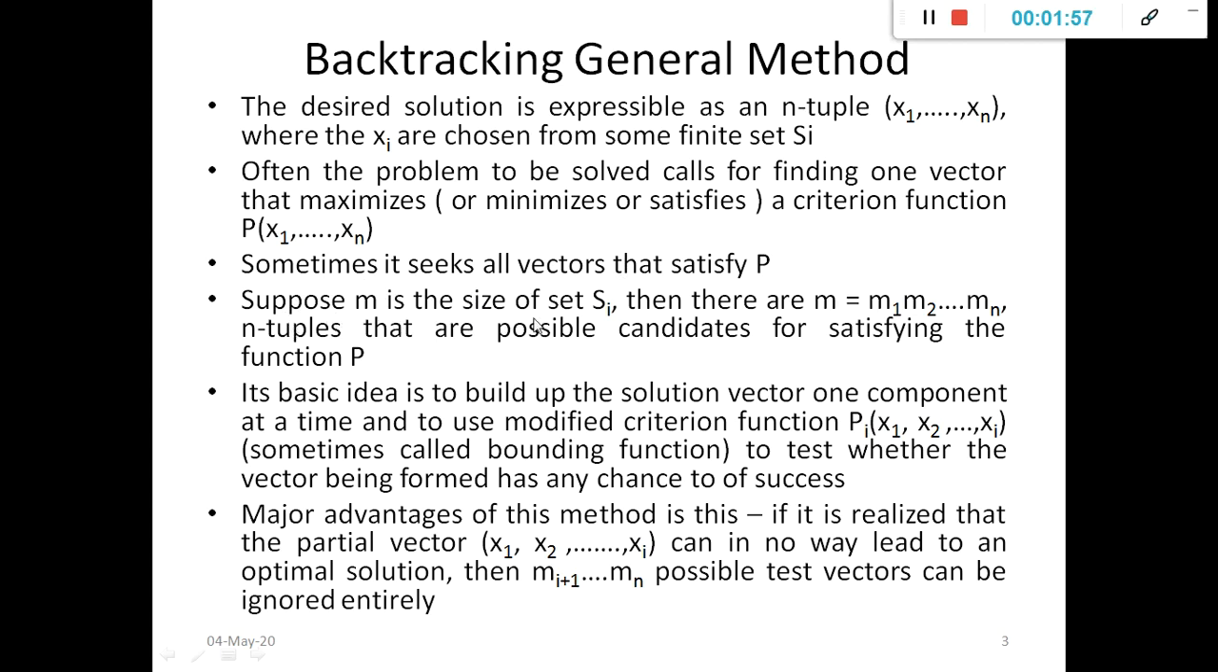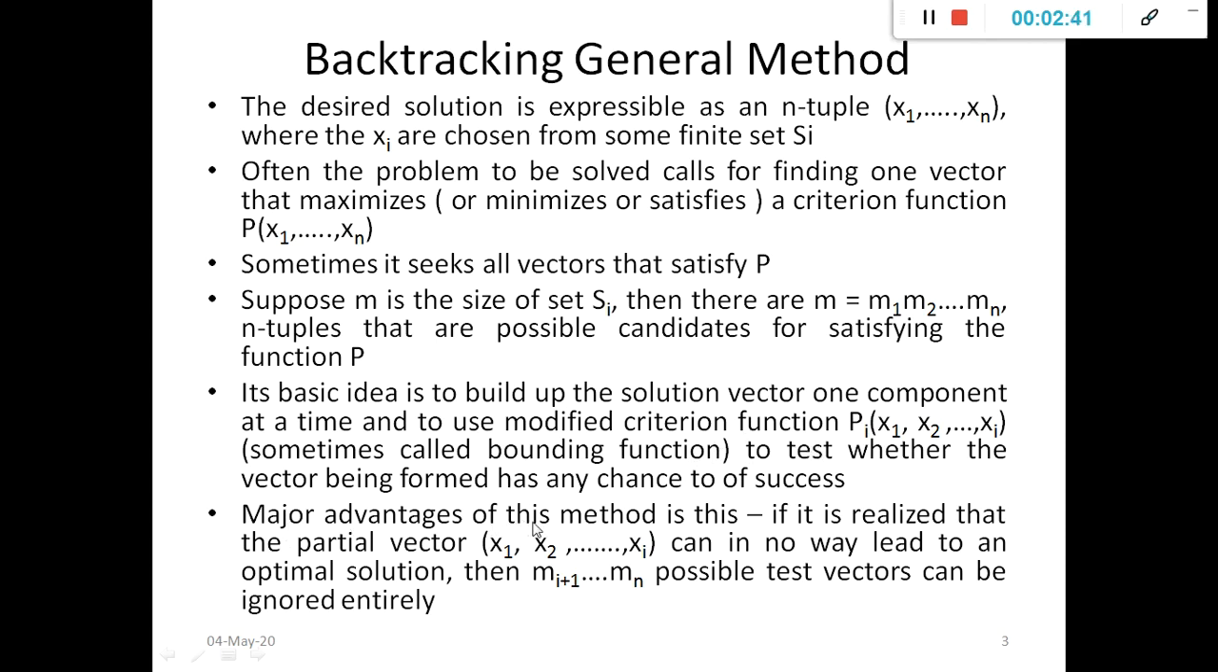Suppose mi is the size of set Si, then there are m = m1, m2, ..., mn n-tuples that are possible candidates for satisfying the function P. The basic idea is to build up the solution vector one component at a time and to use a modified criteria function P, sometimes called a bounding function, to test whether the vector being formed has any chance of success. That is nothing but choosing the first vector, applying the criteria, and checking whether it will generate the desired solution or not. If the first vector does not generate the desired solution, then choose the next vector and so on.